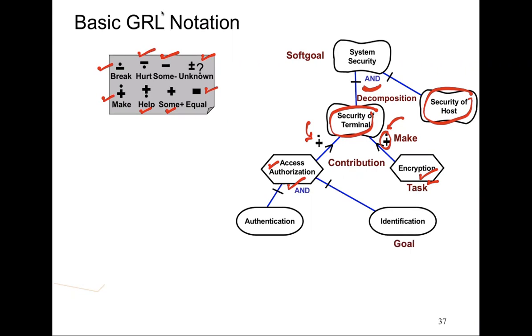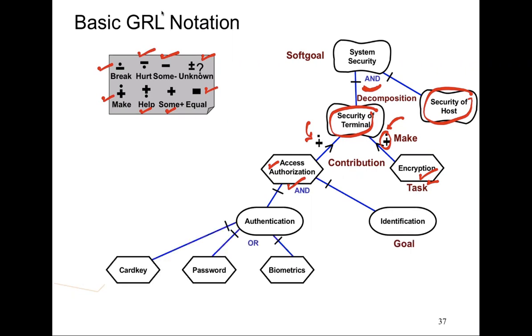When you see this ellipse shape, it refers to a goal. As you can see here, the decomposition could be either an AND decomposition or an OR decomposition. So with an OR decomposition, for guaranteeing that authentication is achieved, this goal could be achieved by either the card key or the password or the biometric. That means one of them is enough to guarantee that this goal is satisfied.